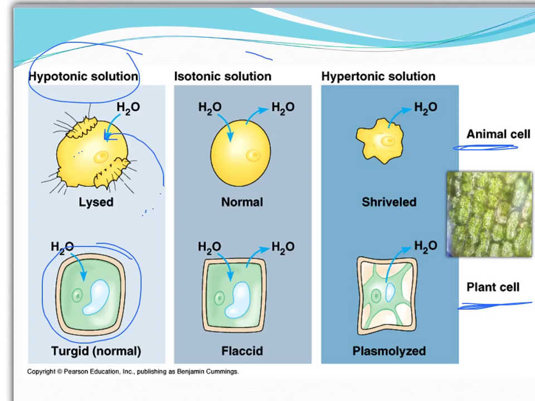Okay? An isotonic solution, meaning equal amounts of water and solutes, you can see we have the arrows going back and forth. That means it's in equilibrium, and it's in equilibrium in both the animal and the plant cell.